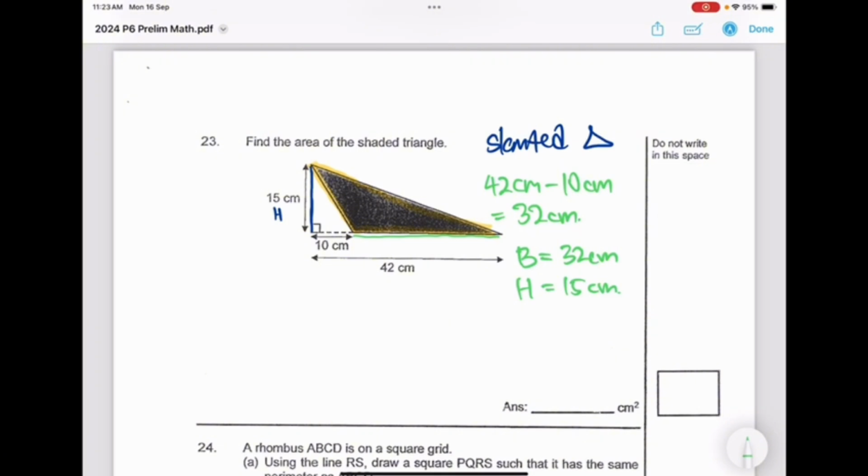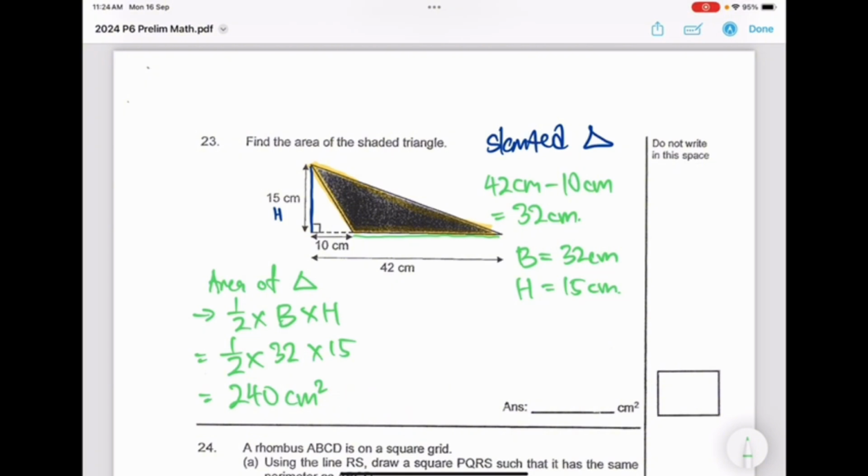Applying my formula to find the area of a triangle, which is area of triangle equals half times base times height. Substituting my base and my height with the numbers we found, we have half times 32 times 15 cm. What does this give us? This gives us 240 centimeters square. And this is your answer for question number 23.